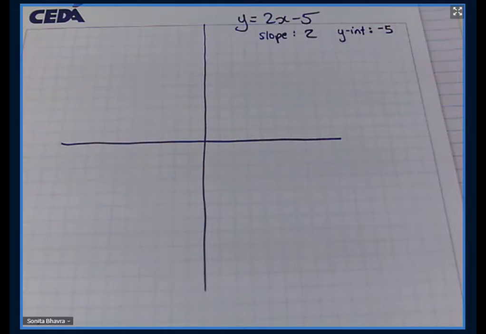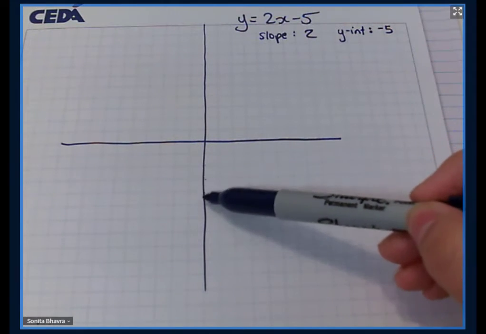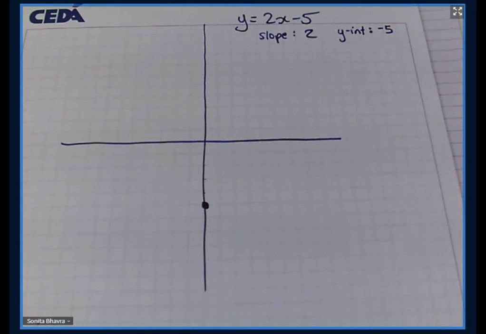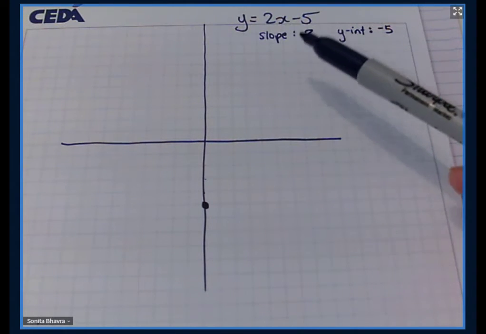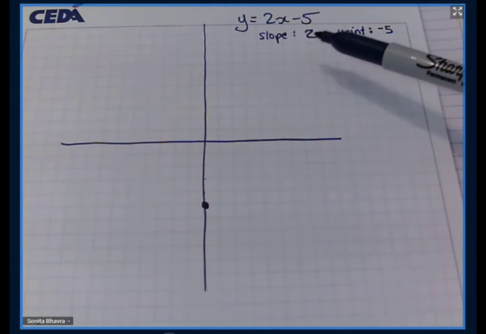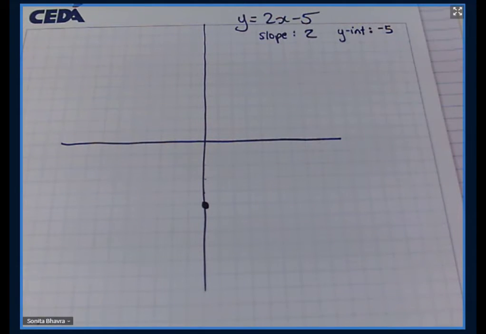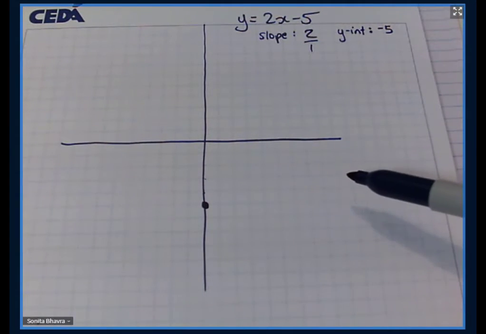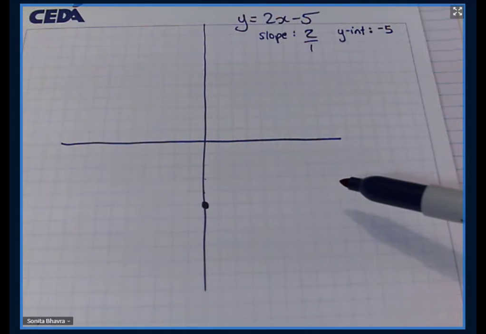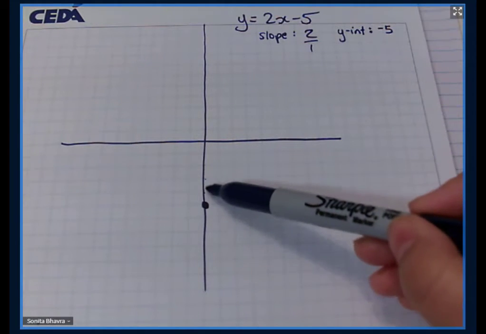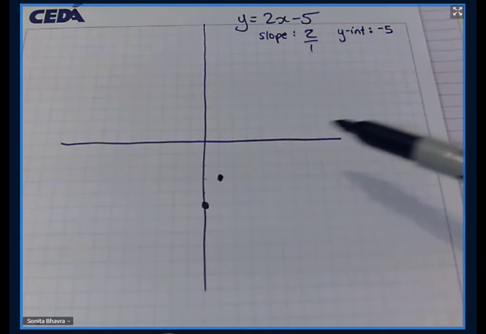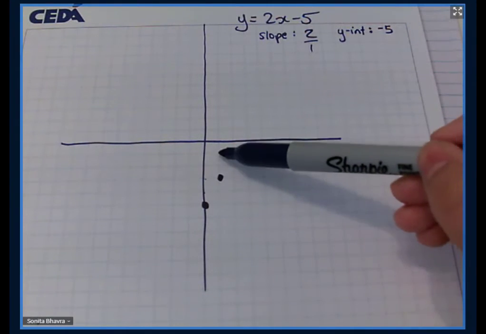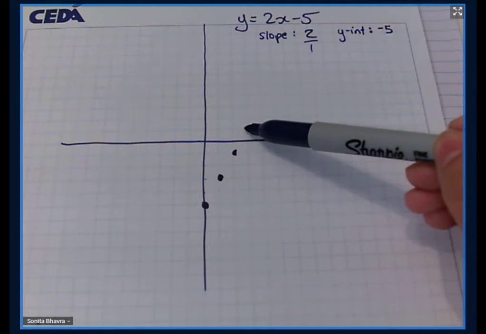So you would start with your y-intercept at negative 5. So 1, 2, 3, 4, 5. There's negative 5. And we know we have a slope of positive 2. So that means our rise is 2, our run is 1, because the slope is 2 over 1. All right, so knowing this, we can start drawing other points on this line. So we would go up 2 over 1. There's our next point. Up 2 over 1, up 2 over 1.